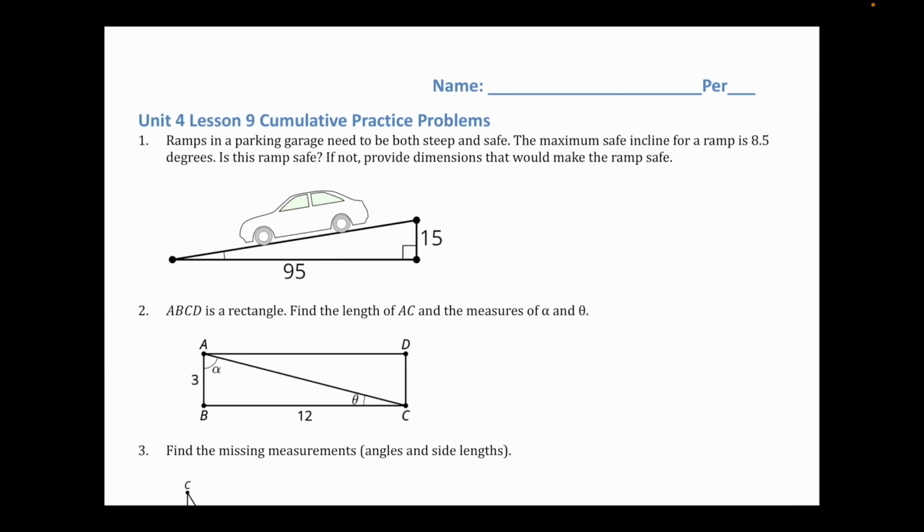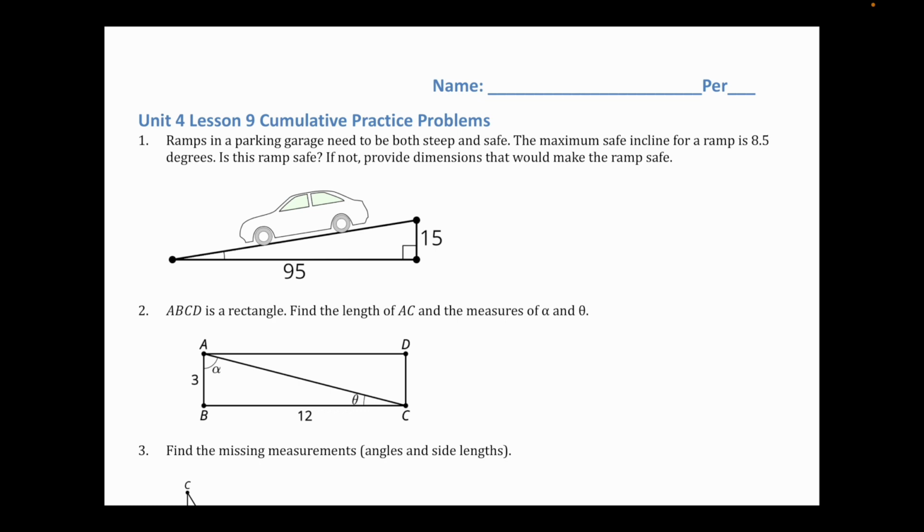On question 1 here, we're talking about ramps in a parking garage. Ramps in a parking garage need to be both steep and safe, and the maximum safe incline for a ramp is 8.5 degrees. Is this ramp safe? If not, provide dimensions that would make the ramp safe.